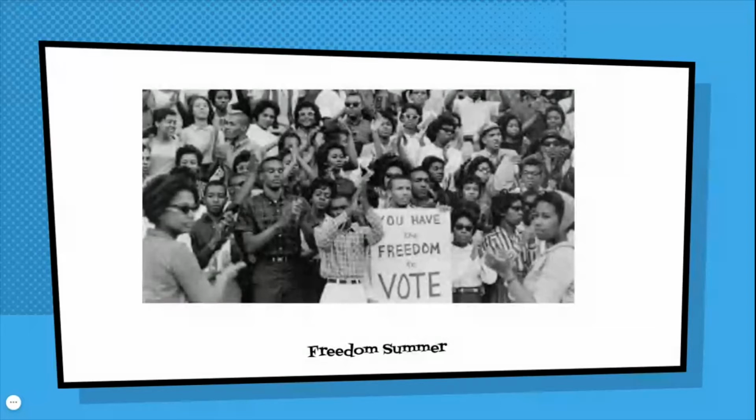And you also have the Freedom Summer. It was a volunteer campaign where people went down to southern states to help register African Americans to vote safely, even though it was dangerous.